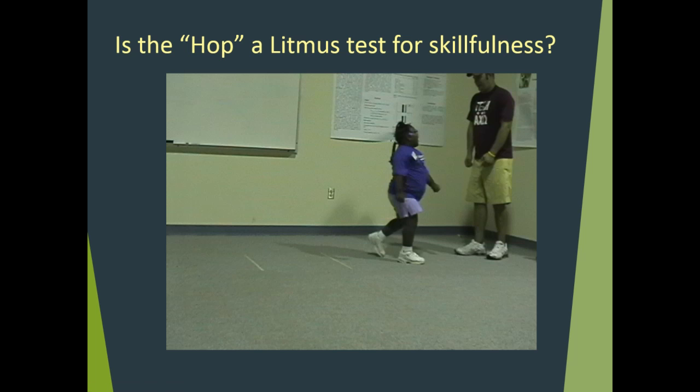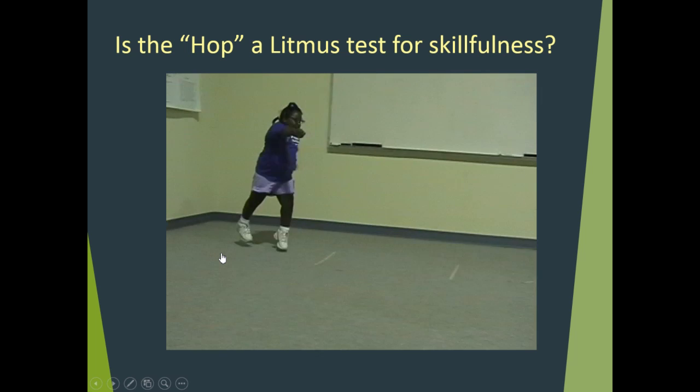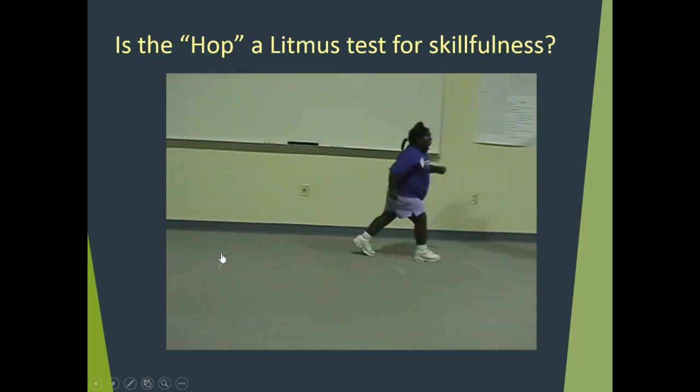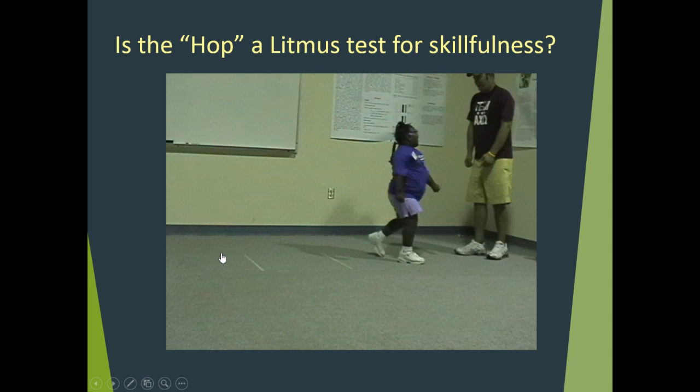My assumption is you answered the earlier questions as to the proper description of a hop. Let me play that again. The hop is a continuous cycle on a single limb. Was she able to complete this 4 cycles one after the other?